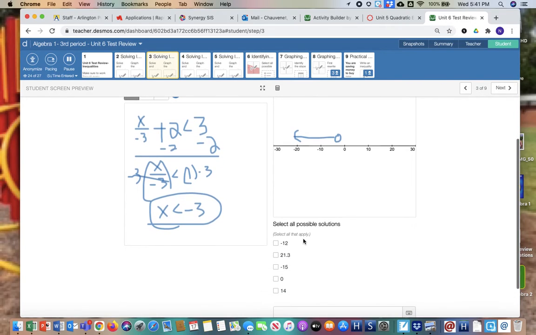Now let's look at our possible solutions. -12, yeah, that's in here, right? So that should be a possible solution. Where's 21.3? That's way up here. No. -15, yep, that's in the solution set. 0, nope. That is not in the solution set. It's too far to the right. What about 14? Now that's way over here. So it's just these 2 answers.